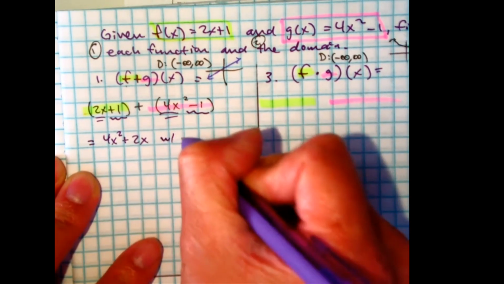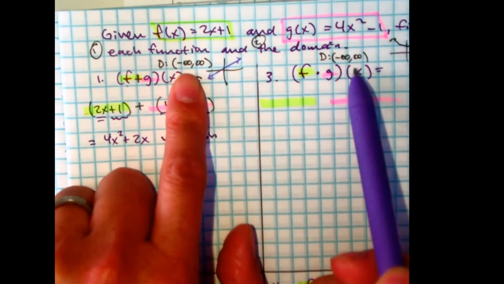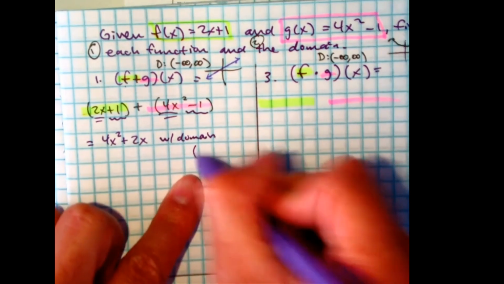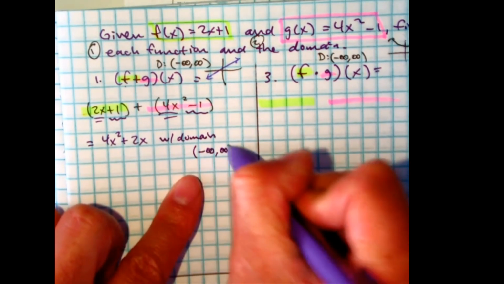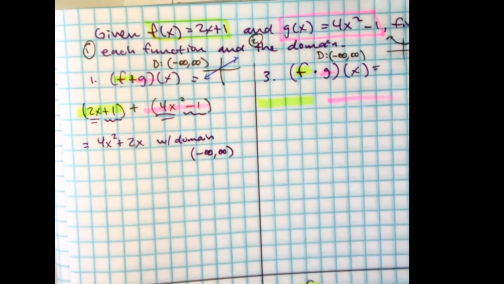And then we add this part. With the domain, which one is the most restrictive? Which one's the most strict? Well, they're the same. In this case, you can just write negative infinity to positive infinity. And this is our answer.